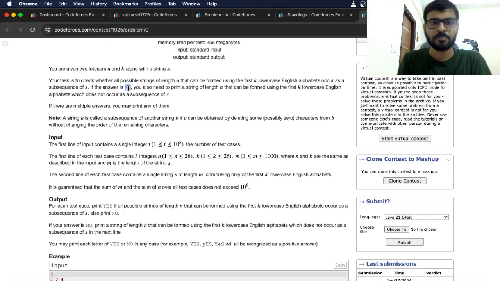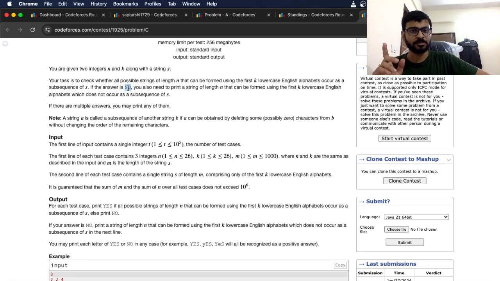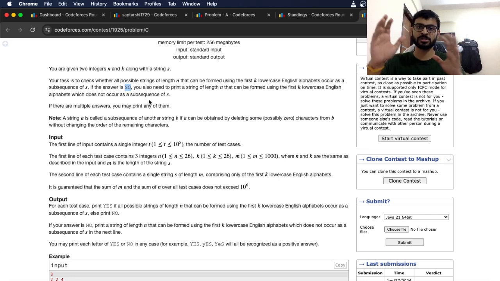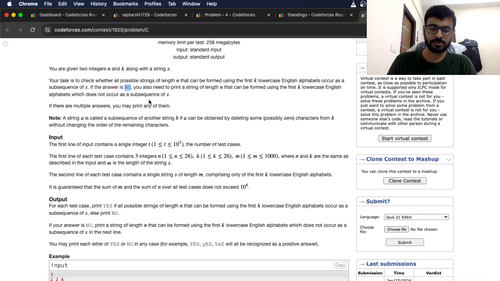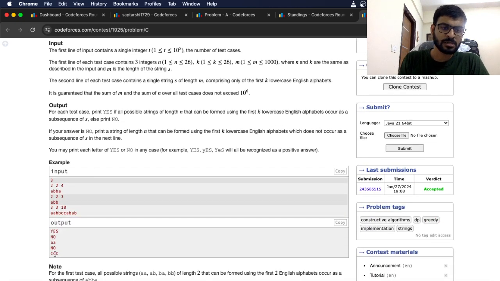If it is no, print a string which cannot be formed as a subsequence of S. So print a string using the first K lowercase English letters which is not a subsequence of S. So CCC is one such string which does not occur over here.